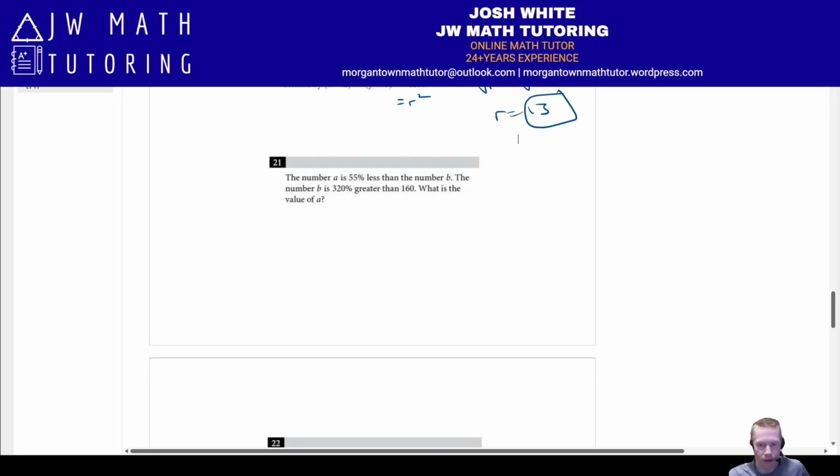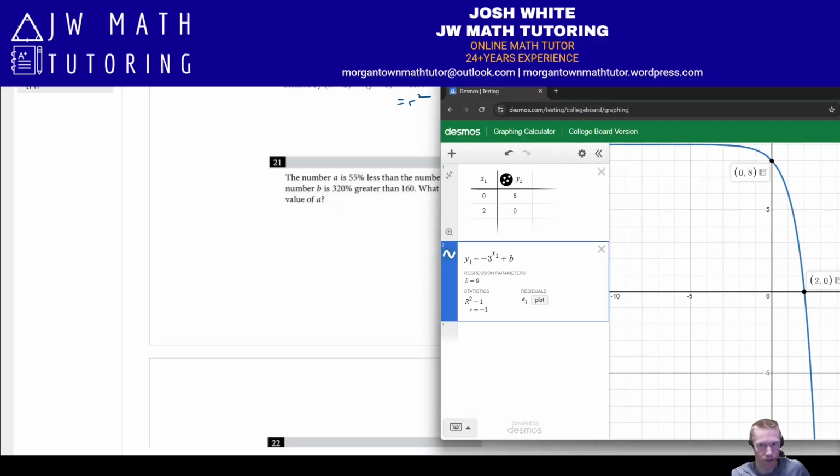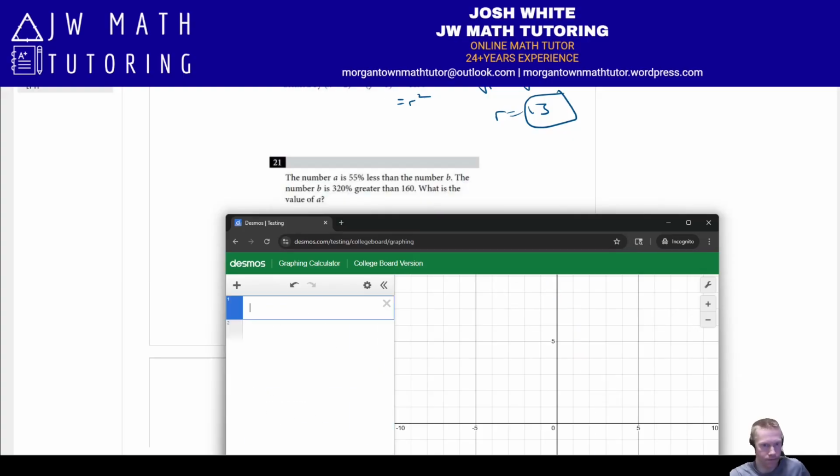Okay, 21. This is another percentage question. I guess you'd probably consider this an advanced percentage question. And so what I would do is I would go to Desmos. So the first equation, the number A, and then what that's equal to is 55% less than B. So what you have to realize is here you're technically starting with B and then you're taking away 55% of it. So you're starting with B and you're subtracting 55% of it.